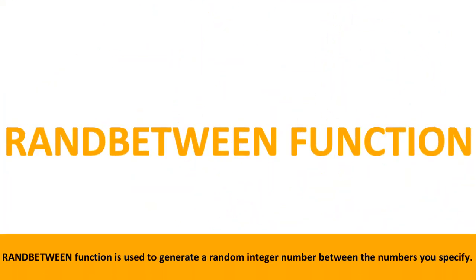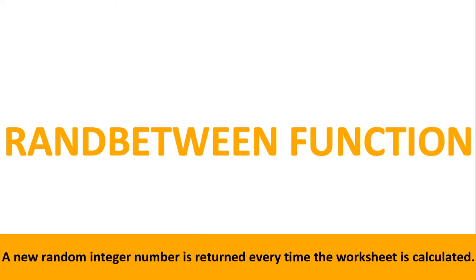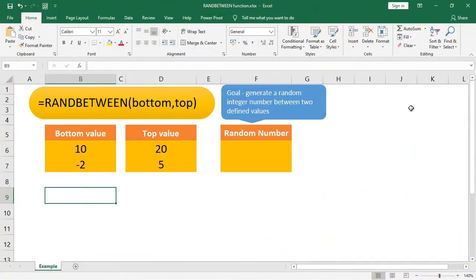So, let's get started. RANDBETWEEN function is used to generate a random integer number between the numbers you specify. A new random integer number is returned every time the worksheet is calculated. In this short video section, we will learn how to generate a random integer number between two numbers.